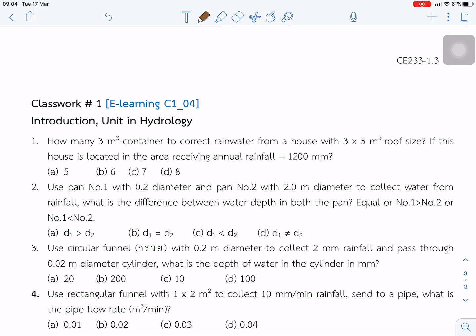The first question is: how many 3 cubic meter containers are needed to collect the rainwater from a house with a 3 times 5 square meter roof size, if this house is located in an area receiving annual rainfall of 1,200 millimeters? So the question is how many containers.